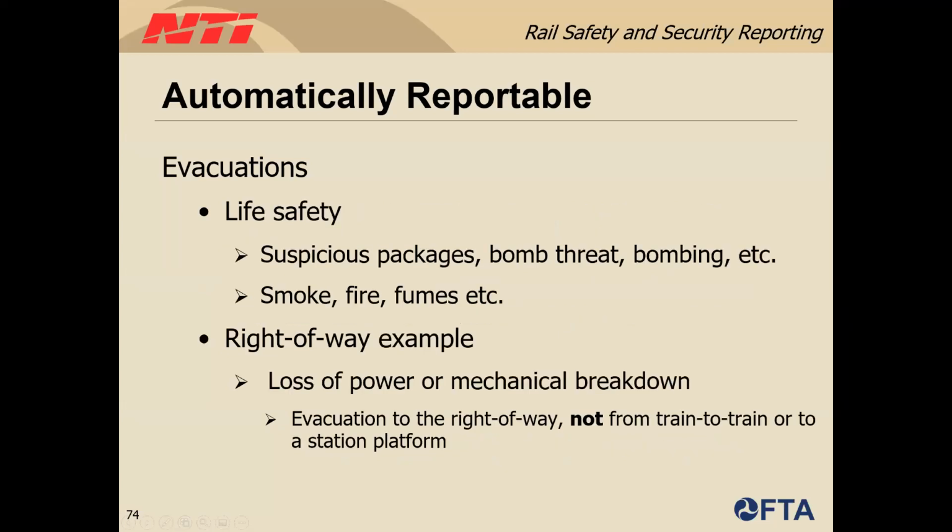Some examples of life safety reasons might be a suspicious package, bomb threats, bombings, smoke events, fire, fuel fumes or noxious odors, and so on. Evacuation may be due to mechanical or maintenance issues. For example, a train loses power and passengers are evacuated to the right-of-way. However, if passengers are moved from one train to another without stepping onto the right-of-way, or they're evacuated to a station platform, that's not considered an evacuation to the right-of-way. Not that it's not reportable, it's just not the right-of-way.